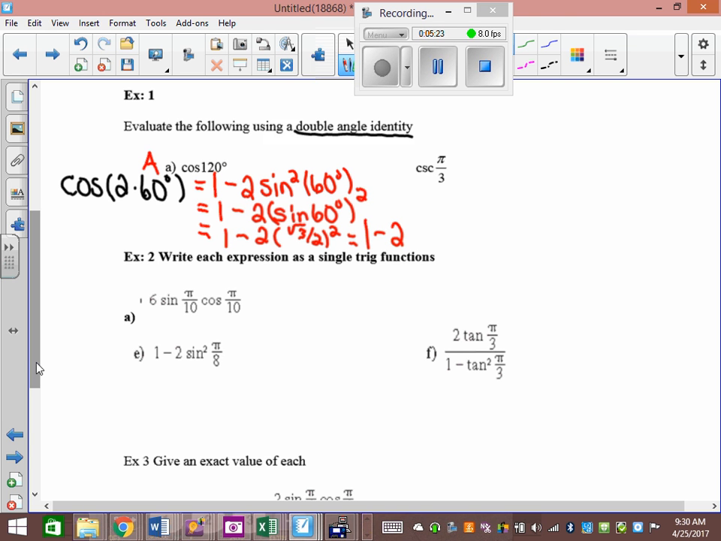And then root 3 squared is 3. 2 squared is 4. So we're going to get 2 times 3 over 4. So it equals 1 minus 6 over 4. And 1 is the same as 4 over 4. So I'm going to change into that. 4 over 4. So I get negative 2 over 4, or negative a half. Which makes sense, because cos of 120 off the unit circle is negative a half, right? They're just forcing you to show you that you can do it with the double angle identity.